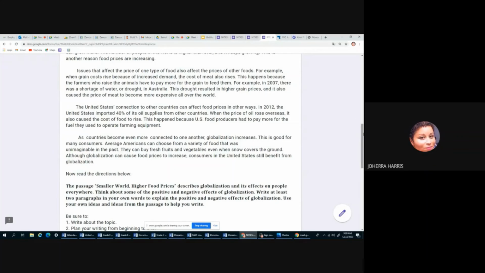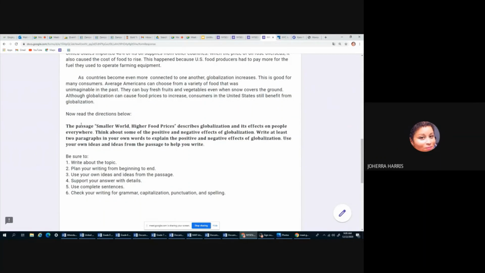Now I will read these directions. Please follow along. The passage Smaller World, Higher Food Prices describes globalization and its effects on people everywhere. Think about some of the positive and negative effects of globalization. Write at least 2 paragraphs in your own words to explain the positive and negative effects of globalization. Use your own ideas and ideas from the passage to help you.